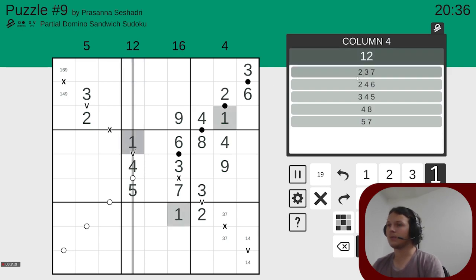Okay, the only one we've confirmed it's not. We can't go 2, 3, 7, can we? No, we can't go 2, 3, 7. And we can't go 2, 4, 8. No, we can't go 2, 4, 6 either. But we can still go 4, 5, 3, 9, or 8, 4, 9, or 5, 7, 9. Okay, cool.